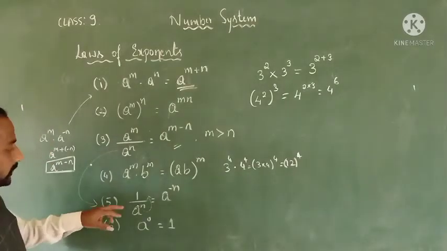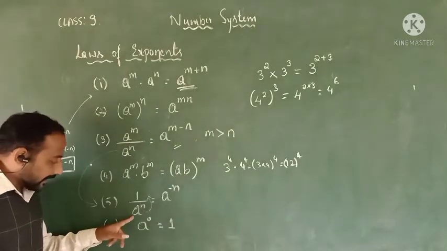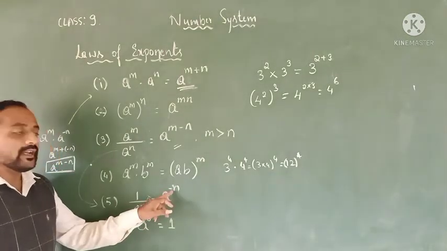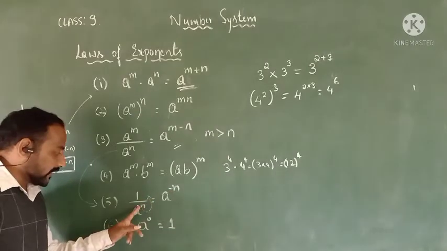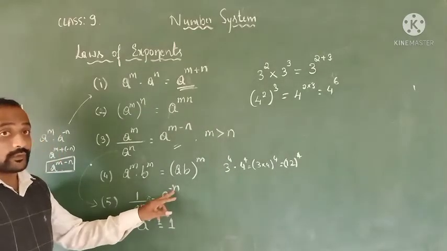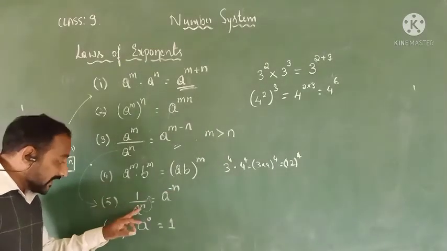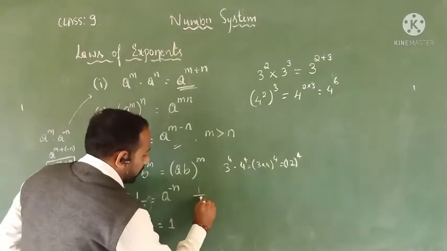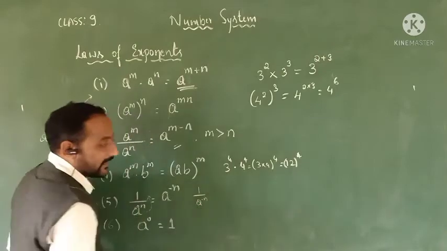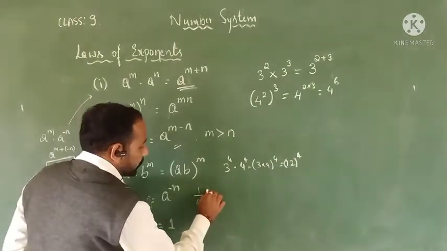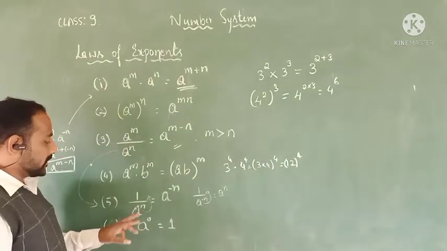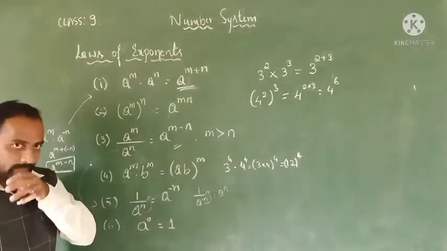Next. This one I just now explained. When I take the denominator to the numerator, the exponent will become negative. If it is positive, then it will become negative. Just imagine that it is negative, like 1 divided by a to the power of minus n. Then when it goes to the numerator, it will become a to the power of plus n. Simple. Change the sign. That's it.